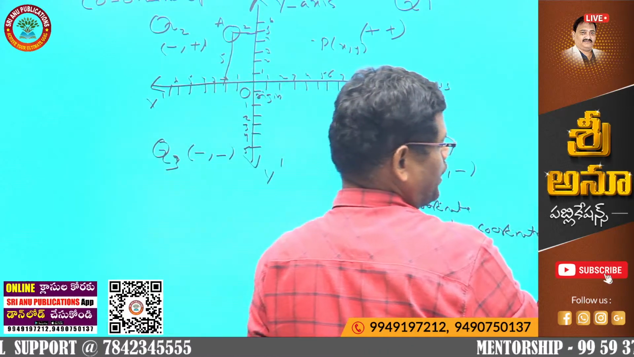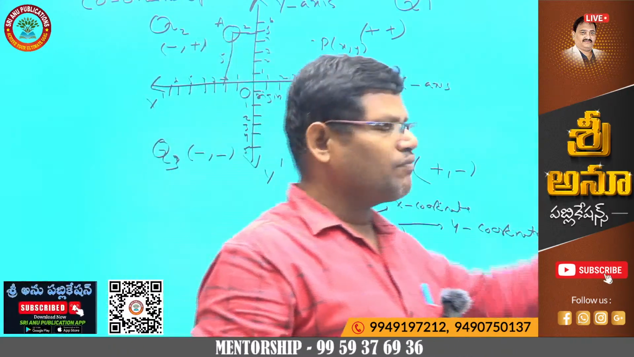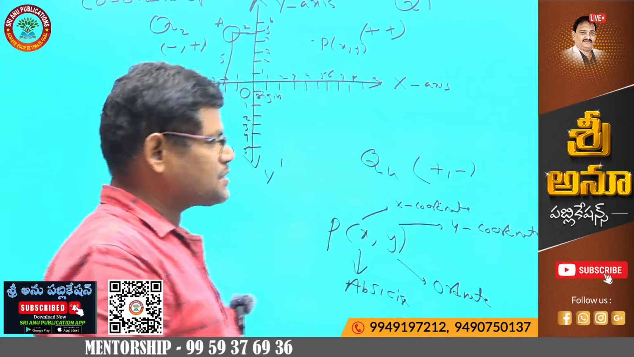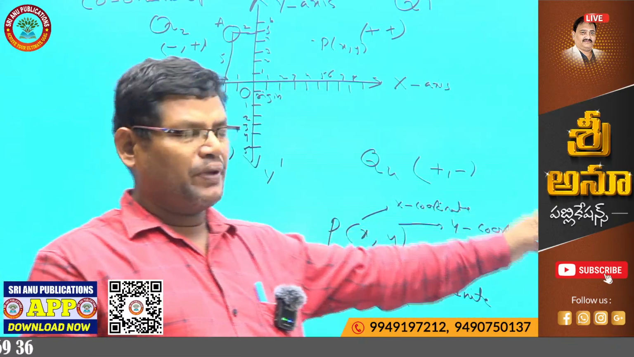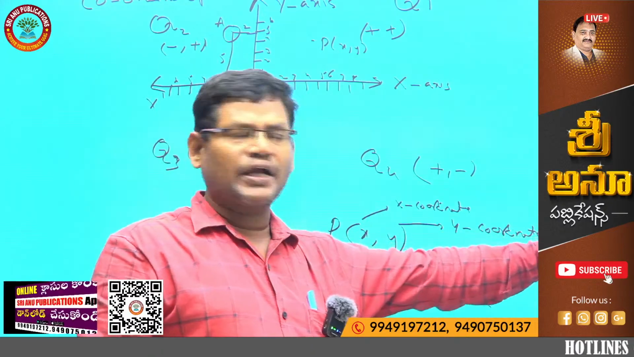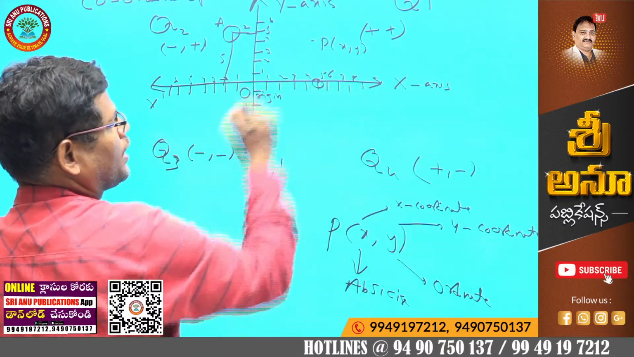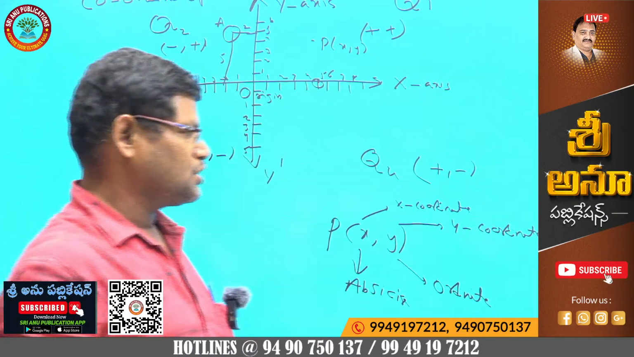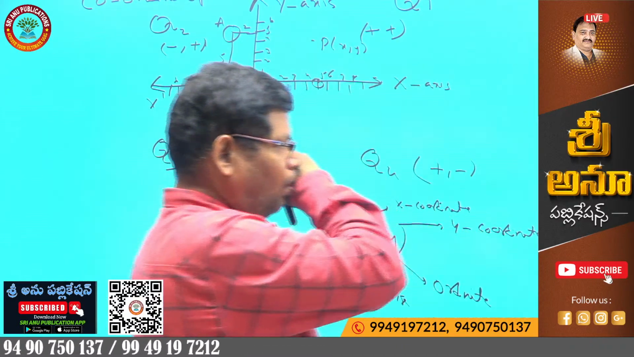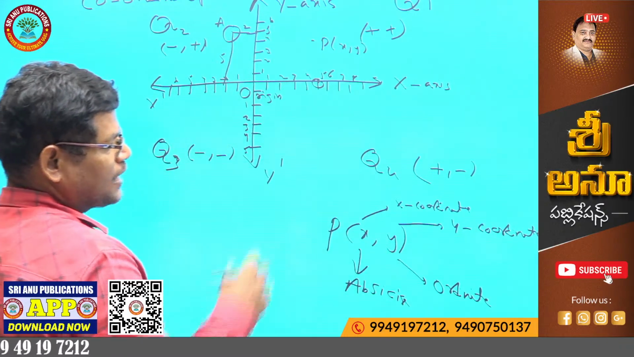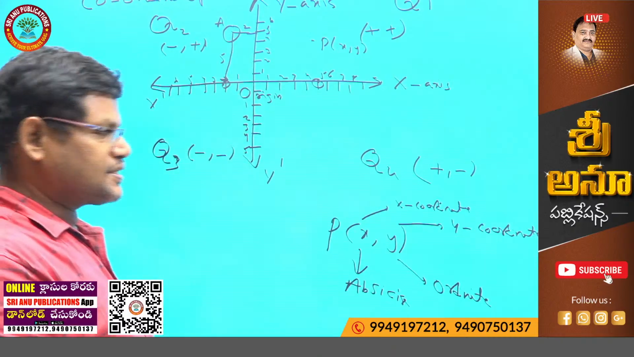Suppose we represent some B, 5 comma 0. The 5 comma 0 means here the y value is 0. Y value 0 means where will it lie? The point B, 5 comma 0, has only an x value. X value 5 means it lies on the x-axis. Suppose you take some C, minus 2 comma 0. Minus 2 comma 0 means it has x value minus 2, so it lies on the x-axis only.